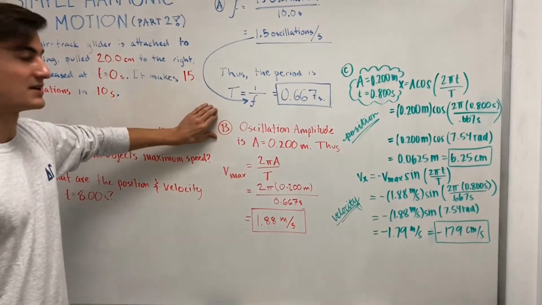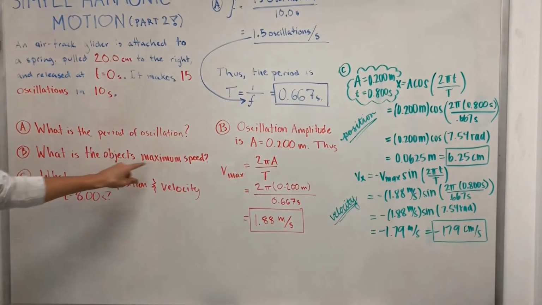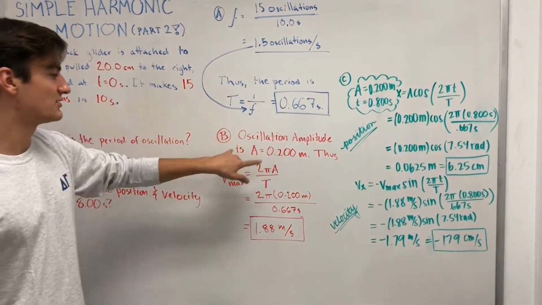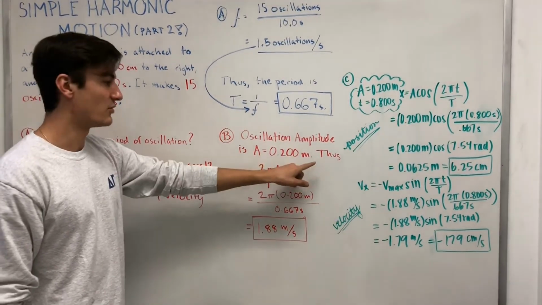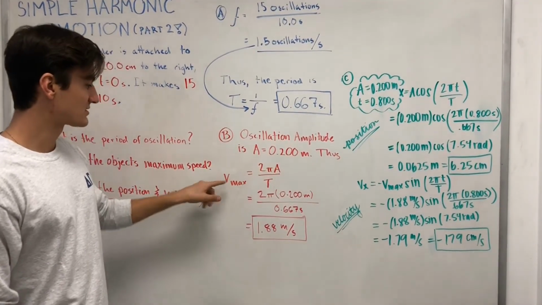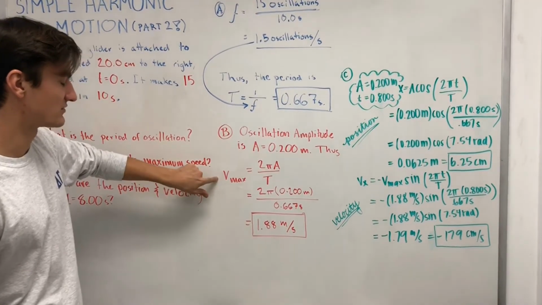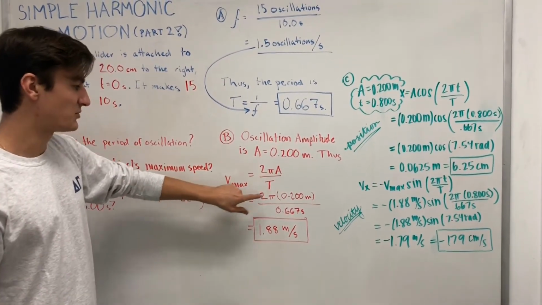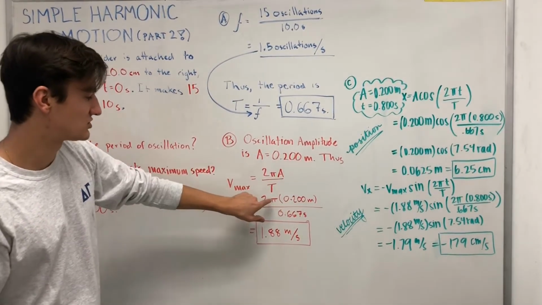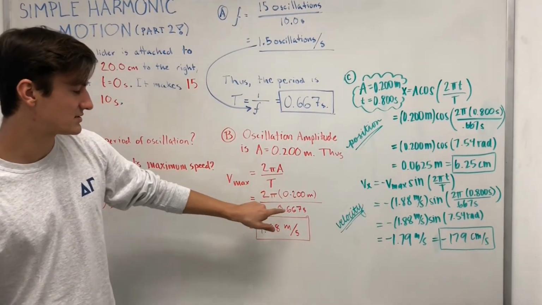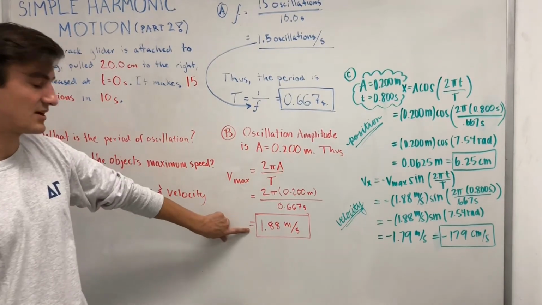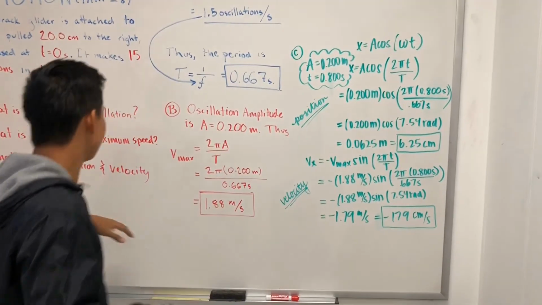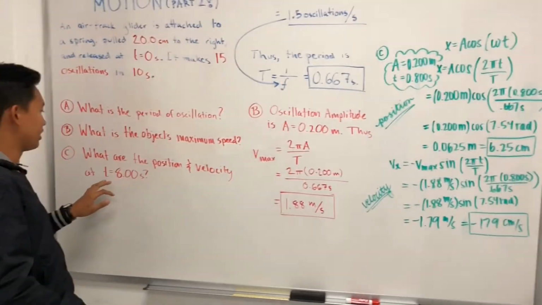Then moving on to part B, we're looking for the maximum speed. Our oscillation amplitude is A equals 0.2 meters, and we plug it into our equation for velocity max, which is 2 pi A divided by T. We plug in our variables, 2 pi times 0.2 over 0.667 seconds, and we get 1.88 meters a second.